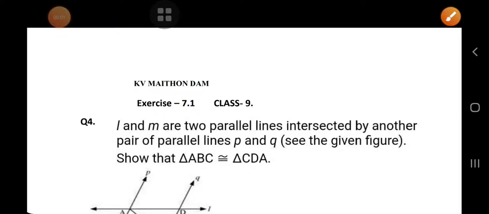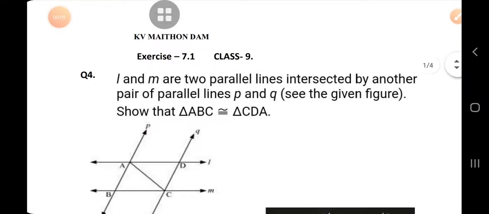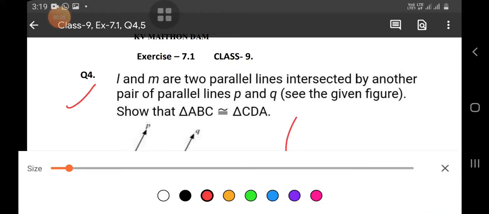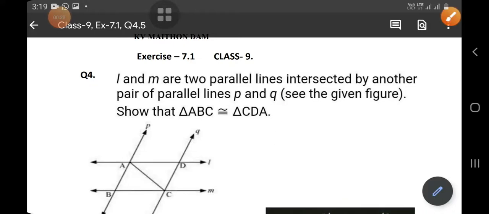In this video, I am going to solve two questions, that is question number 4 and 5 from exercise 7.1 for class 9. The question is as follows. L and M are two parallel lines intersected by another pair of parallel lines P and Q, so that triangle ABC is congruent to triangle CDA. The given condition which is given here, look at the picture.